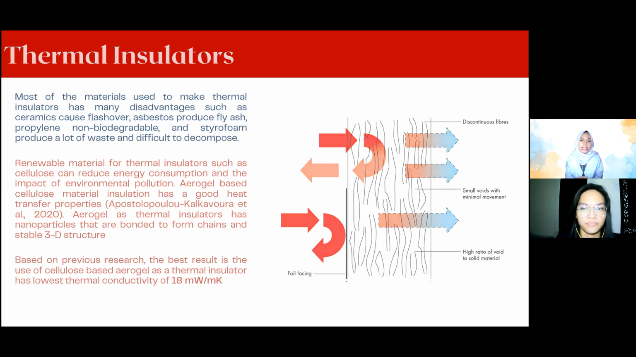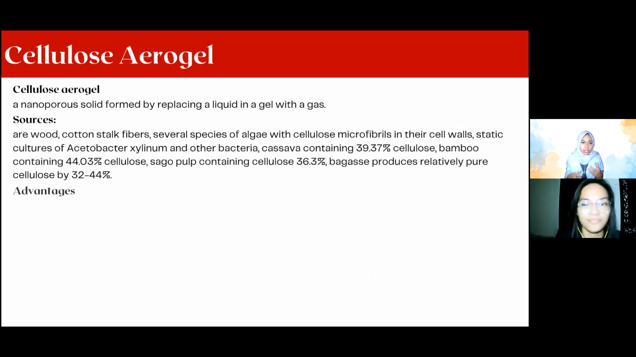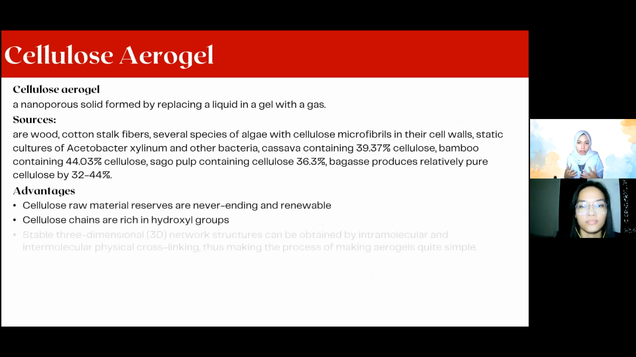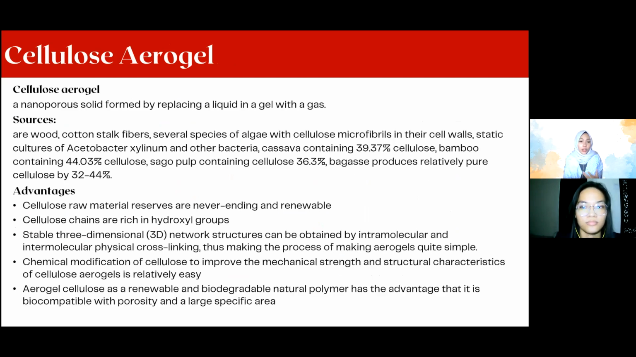Cellulose aerogel is a nanoporous solid foam made by the replacement of the liquid phase in the gel by the gas phase. Cellulose can be extracted from a variety of different sources, such as wood, cotton stalk, Severus alga, static culture of Acetobacillus and other bacteria, cassava dregs, bamboo, and sago waste. Cellulose can also be extracted from bagasse, in which it can produce 22 to 44% relatively pure cellulose.